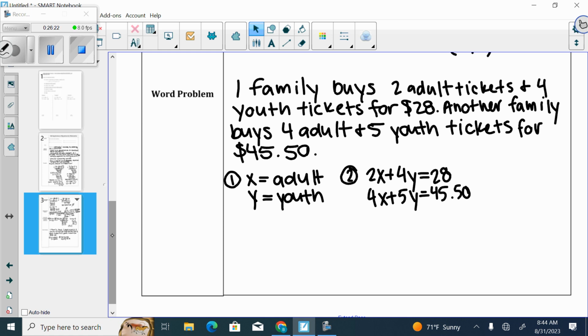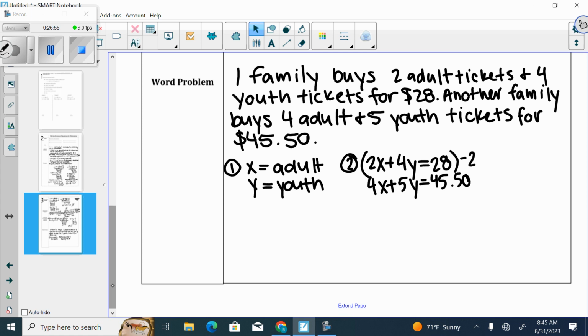Okay, all right, now we need to solve. Okay, so if we're going to use elimination to solve this, we need a variable that's going to eliminate. Right now, that wouldn't happen, right? So any ideas on how we can manipulate one of our equations to make that happen? Awesome. We're going to multiply this entire first equation by a -2. Okay. So if I multiply that first equation by -2, what does it become?